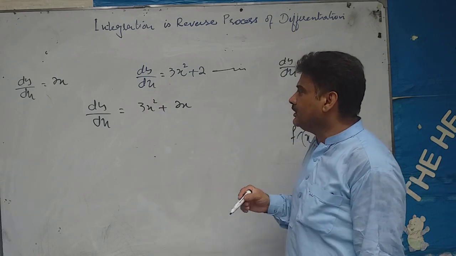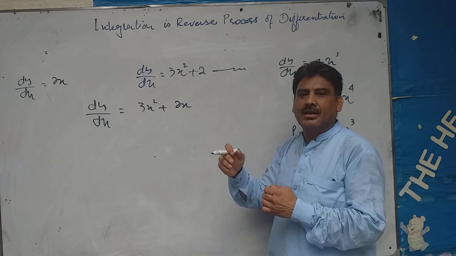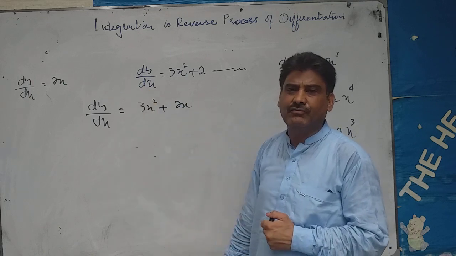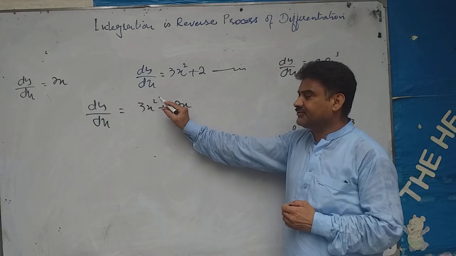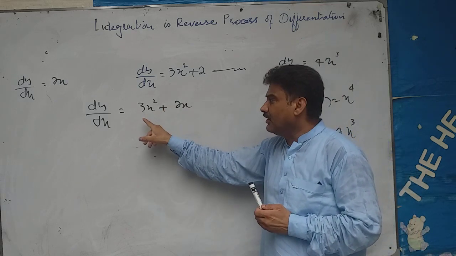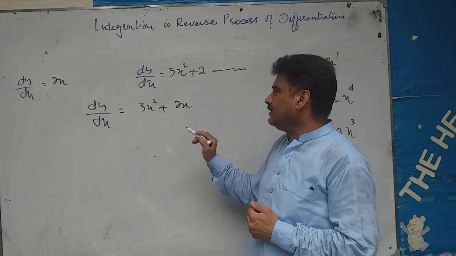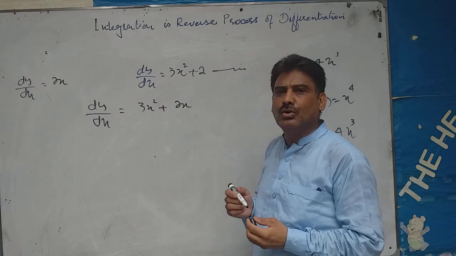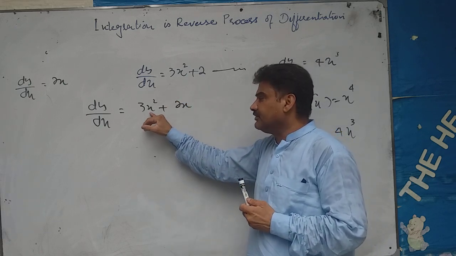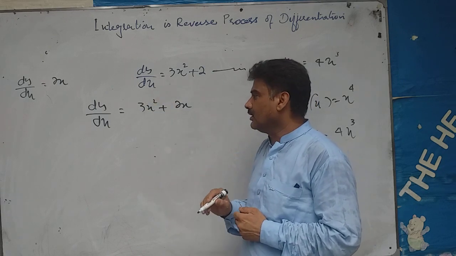For example, when we integrate this, we divide the function by the power after increasing it by 1. When we increase the power of x squared by 1, we get x cube. We divide the function by 3 or cube. Its power is x raised to power 2. After increasing the power by 1, we get cube. We divide the function by cube or 3 and then increase its power by 1.